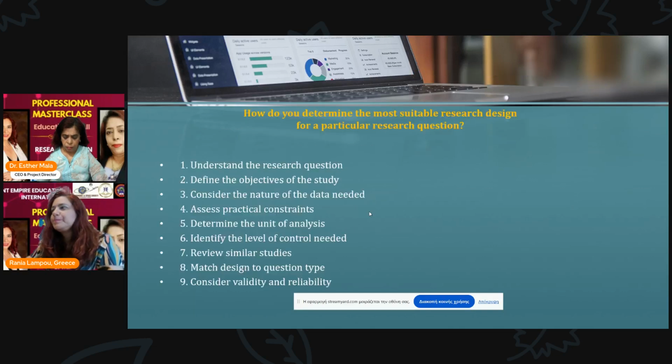For example, how we could say, does a new teaching method improve student performance? What is the type here? The research question is explanatory and causal. Which is a suitable design? Experimental. Why? Because, for example, if we use a randomized control trial, or quasi-experimental if random assignment isn't feasible.